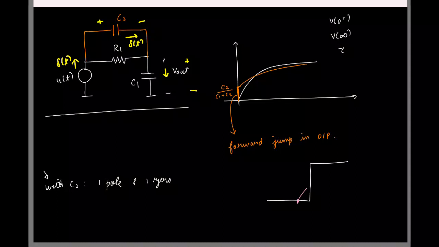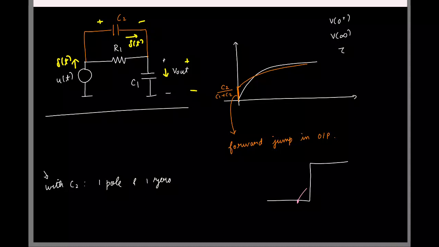This is an ideal case, right? Finally, everything will have a finite resistance, right? So that way, you'll not have impulsive current, it'll have a large enough current. And of course, the capacitor is not rated to handle that current, it will blow off.